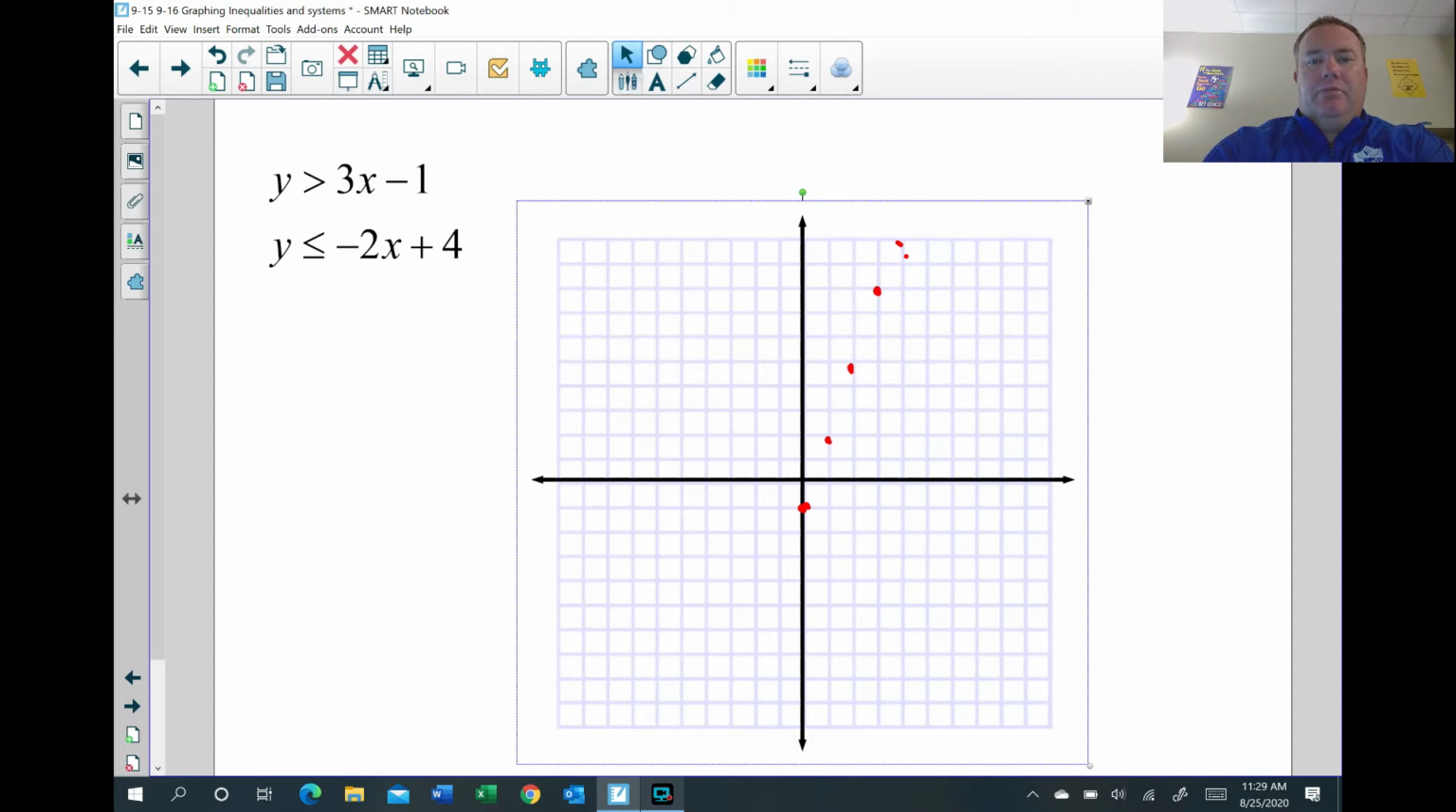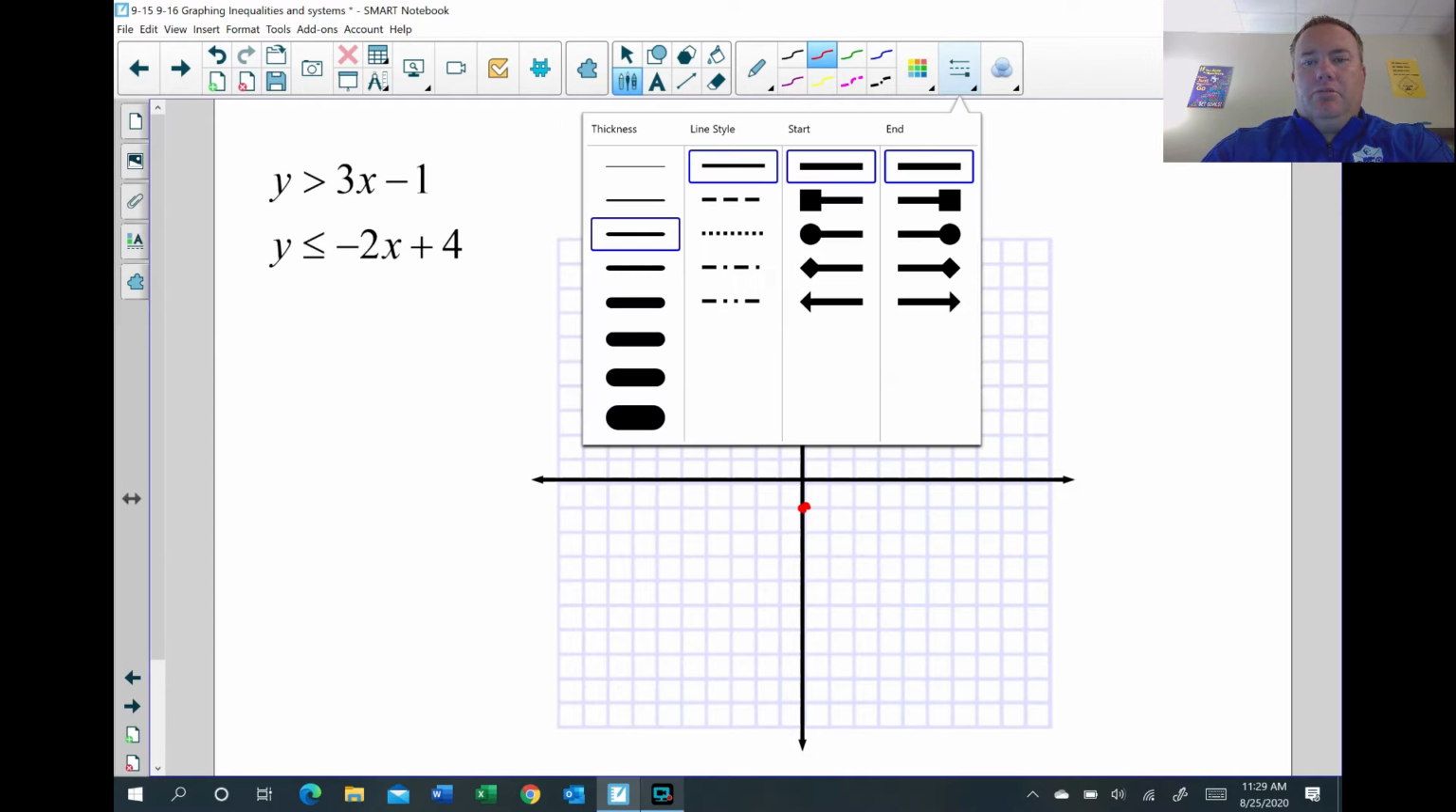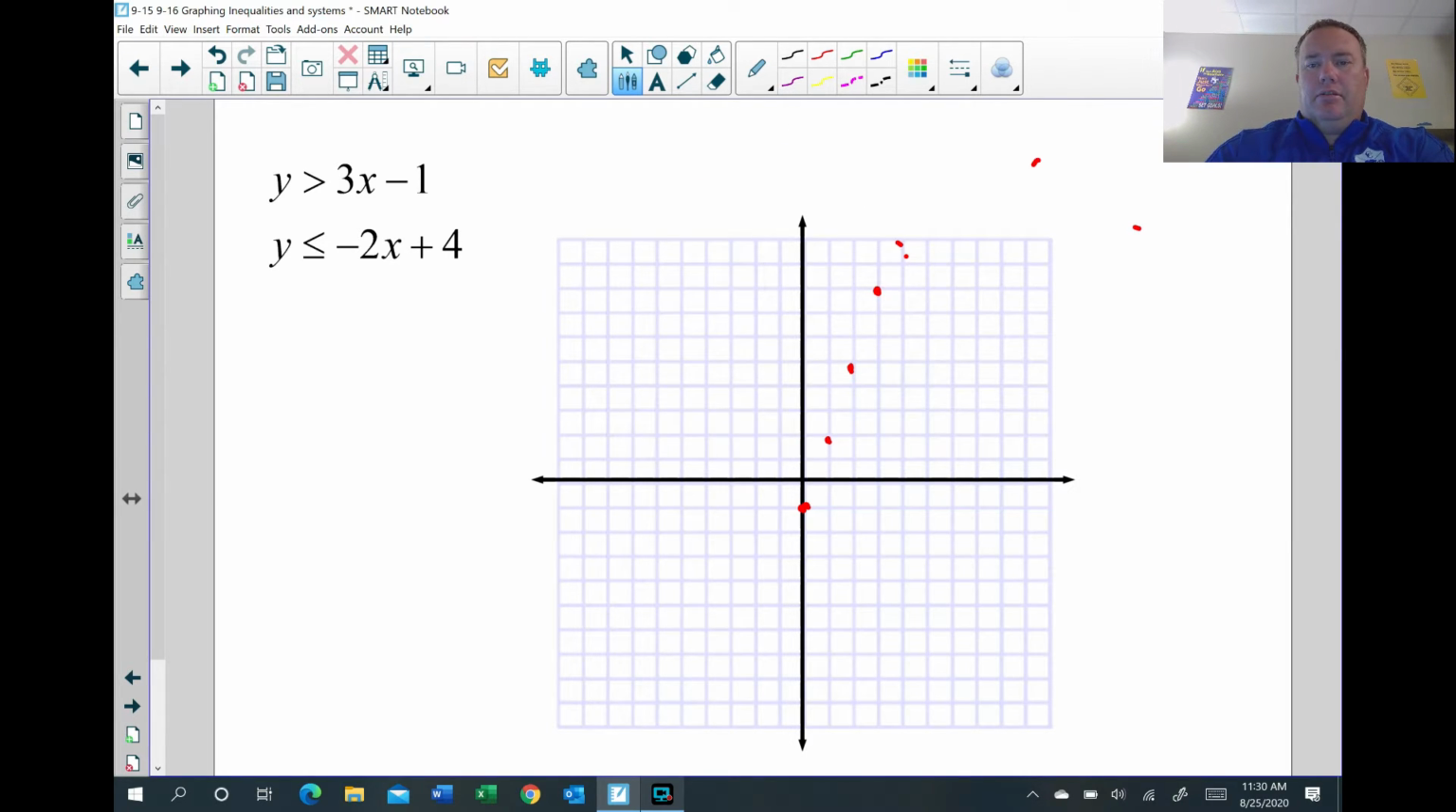Now, what kind of a line would you draw here? Well, you would draw a dotted line. Let me see if I can do one. Oh, no, that's not going to work well. Here's a dotted line. It kind of looks like this. Again, I do not have the best dotted line, I apologize.